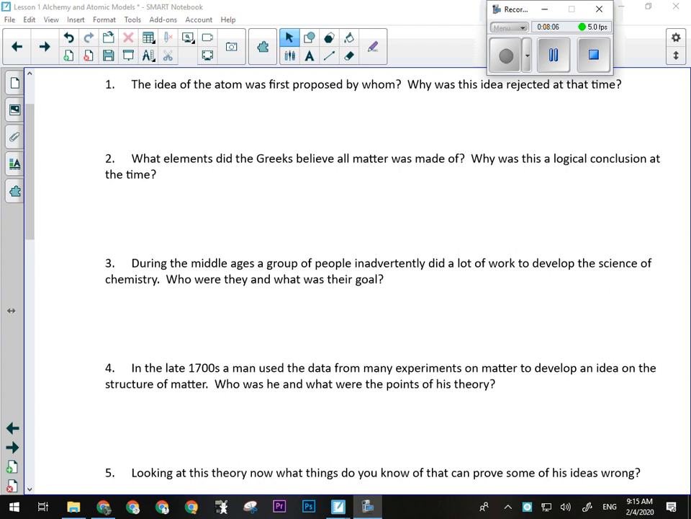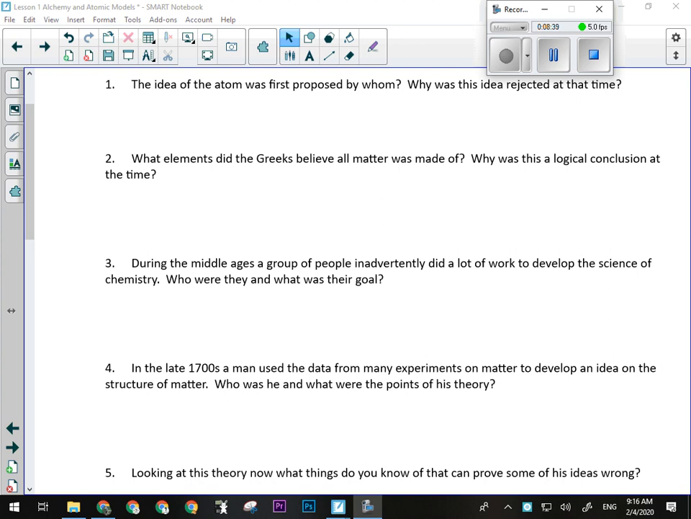All right, for question number 2, what element did the Greeks believe all matter was made out of? Well, earth, air, water, fire. Why was that a logical conclusion at the time? Those are the things they knew. We explained that a little bit yesterday, saying like to make steam, you have to combine water and fire, and that makes water turn into air. That's steam. So it's some parts air, some parts fire, some parts water. Lava would be some parts earth, some parts fire, and some parts water. Those things would make sense, right?